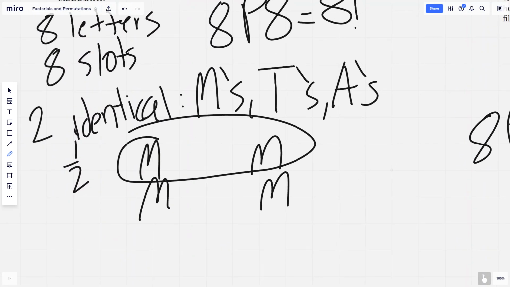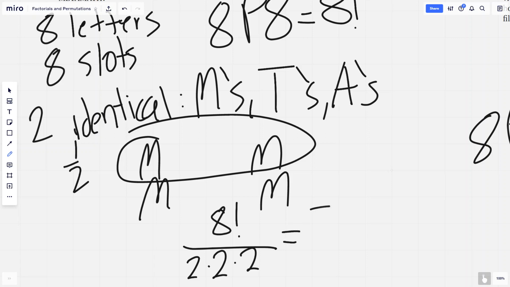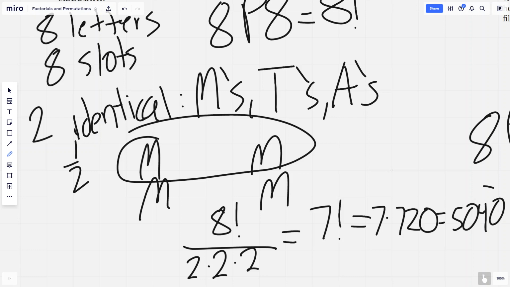So to do this, we account for the fact that there's 3 identical letters. So 8 factorial divided by 2, divided by 2, and divided by 2. And that's simply just 7 factorial. 7 factorial, if you think about 7 times 720, that's 4,900 plus 140, which is 5,040.